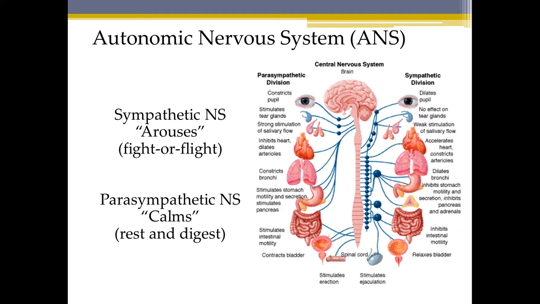So these are some examples of what's controlled by the sympathetic and the parasympathetic. And what you'll see is that it's essentially opposites from one another. So constriction or dilation of pupils, stimulating the tear glands or not, inhibiting heart rate, accelerating the heart rate. Those are the different ways that these complement one another. So there's always going to be something on the other side. The sympathetic has its partner in the parasympathetic.